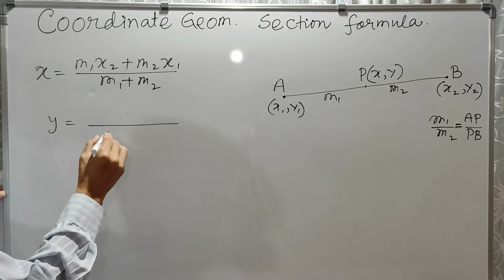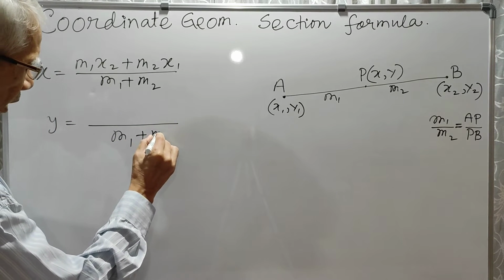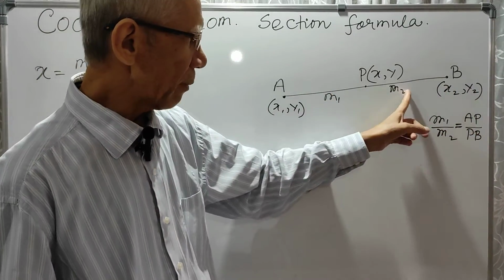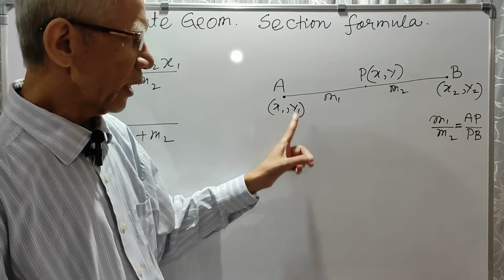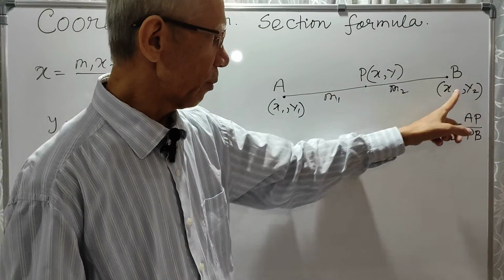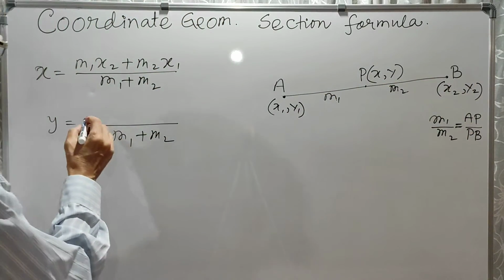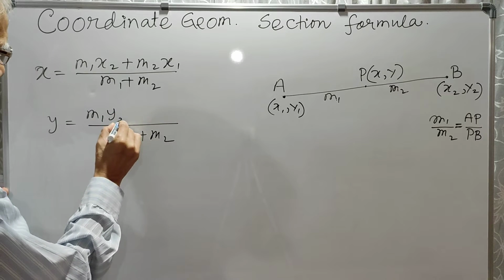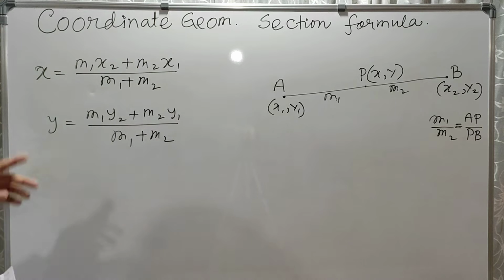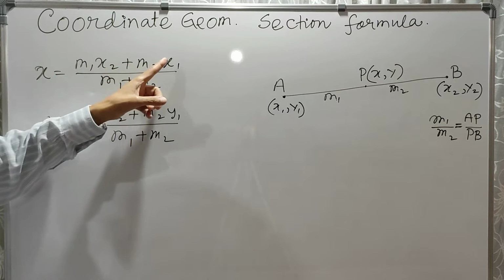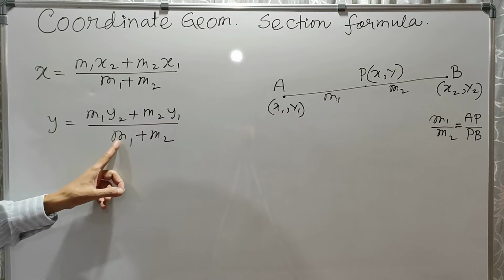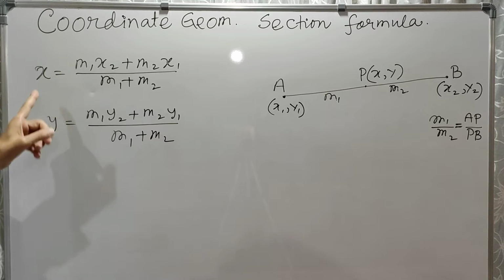Now, what is the value of y? The denominator remains the same, m1 plus m2, and the numerator will be m1 into y2 plus m2 into y1. Again, I say not m1 into y1, it is opposite: m1 into y2 plus m2 into y1. So, x equals m1 x2 plus m2 x1 by m1 plus m2, and y equals m1 y2 plus m2 y1 by m1 plus m2. These are the values of x and y.